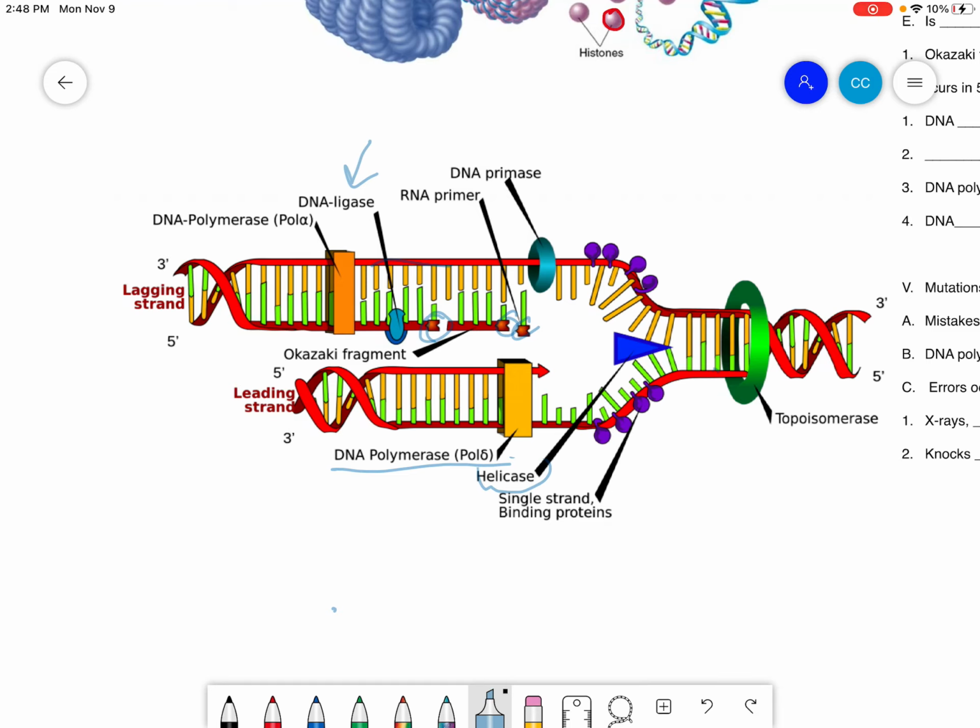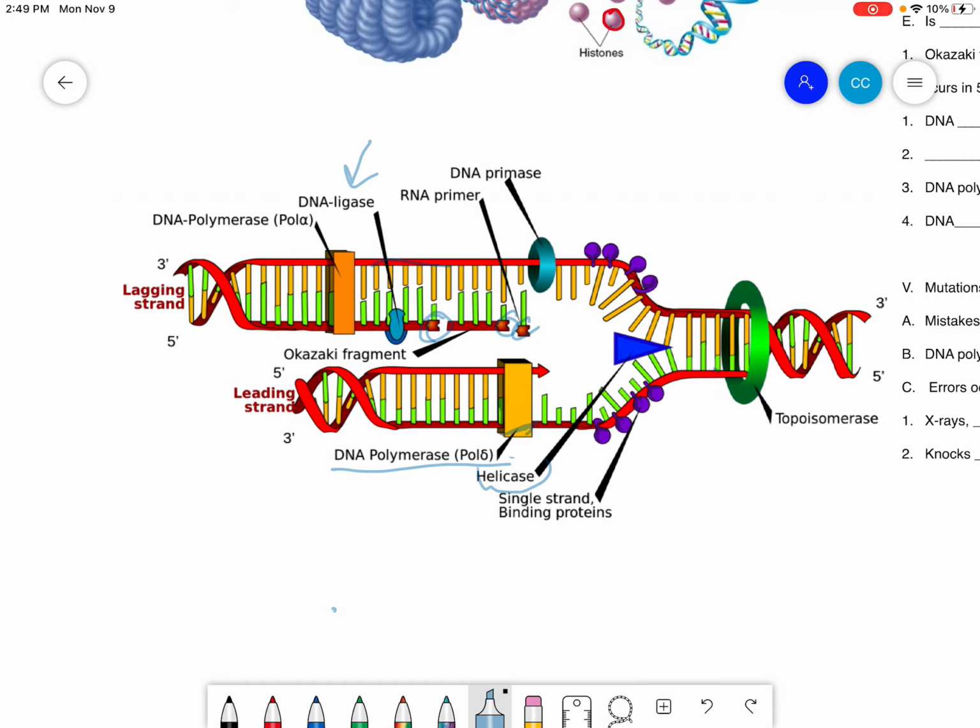Number 3, DNA polymerase, which is represented by this little yellow box, will move along the DNA strand and add the complementary nucleotides to the new strand, in the form of A will bond with T and C will bond with G. Number 4, DNA ligase will follow and seal in gaps so new strands are continuous.